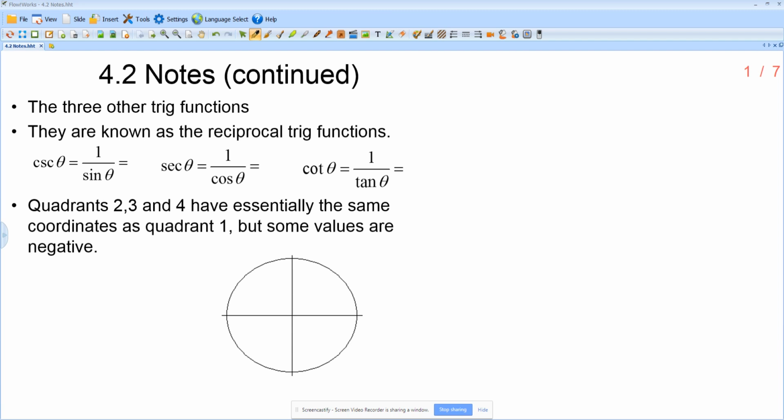All right, thanks for joining for the second part of section 4.2. What we're covering here is the rest of the unit circle, and then just some other tidbits that are going to be a little bit important or super important.